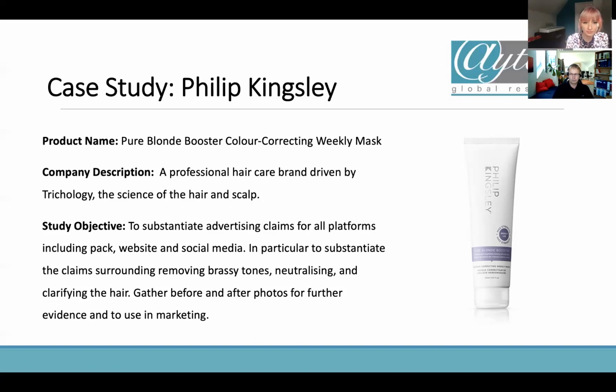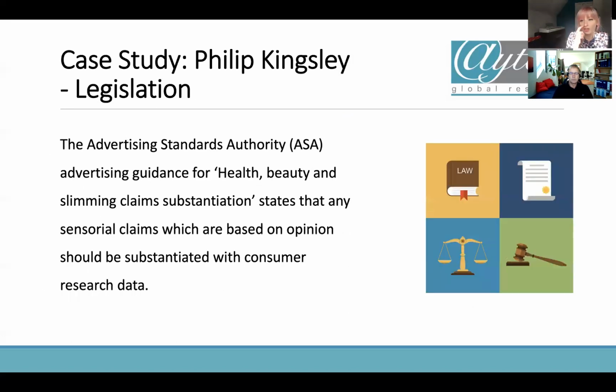So they really want to make sure that they can use this across their pack copy, their website and their social media, use all the claims on everything there. And again, it's about neutralizing and clarifying the hair. We want to get some before and after photos as well, so they've got further evidence for their marketing. Sometimes advertising authorities will ask for this, but again, also it really helps you elevate that marketing. So again, looking at the legislation, this was conducted in the UK.